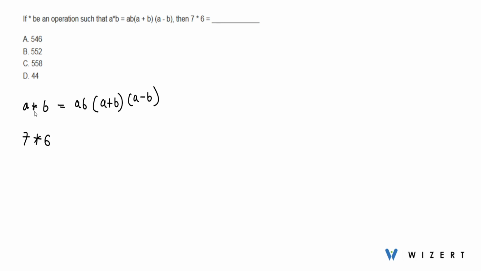If we compare A star B with 7 star 6, A will be equal to 7 and B will be equal to 6. So it will become 7 multiplied by 6, multiplied by A plus B, that is 7 plus 6, multiplied by A minus B, which is 7 minus 6.